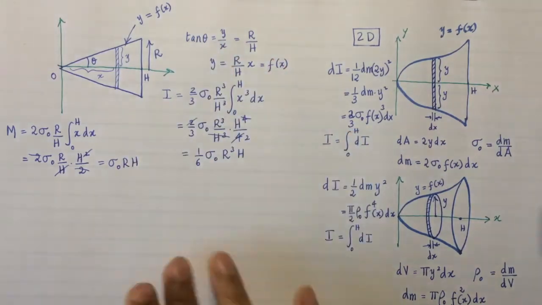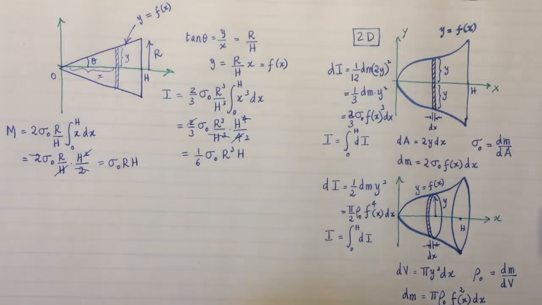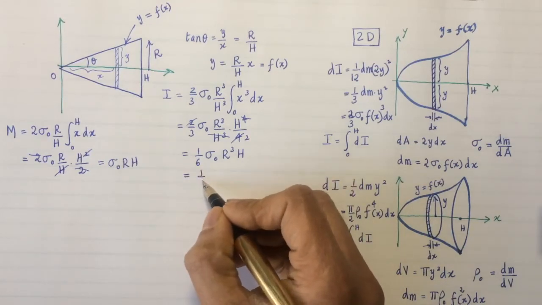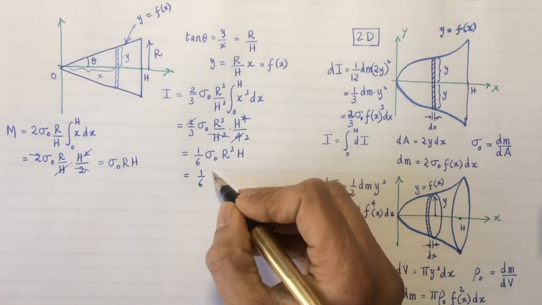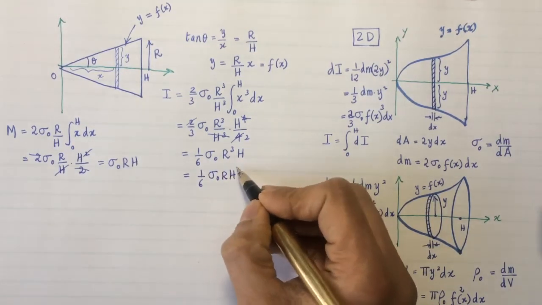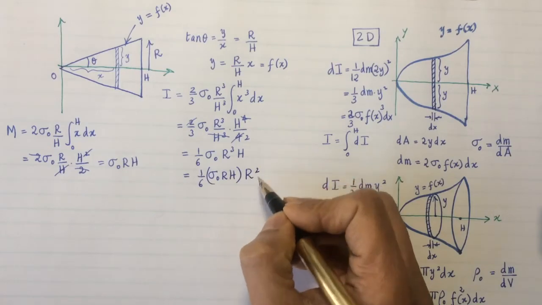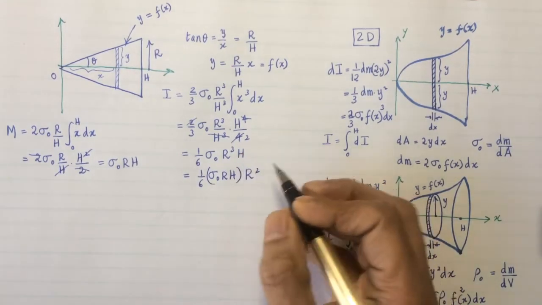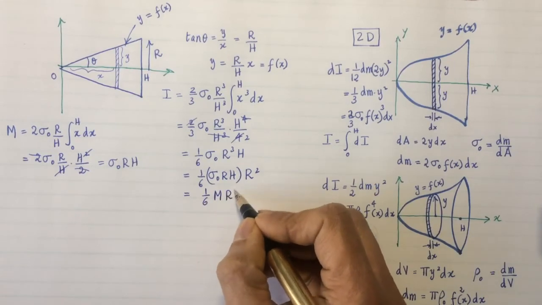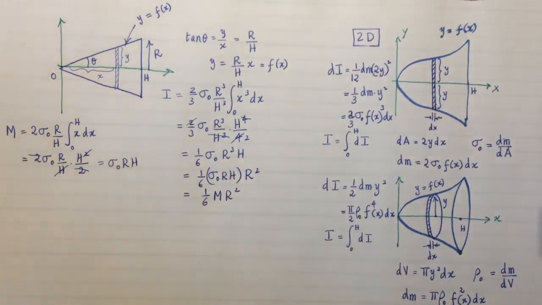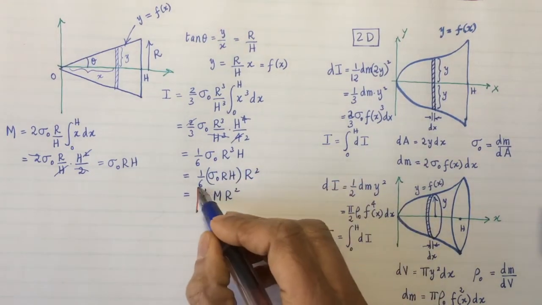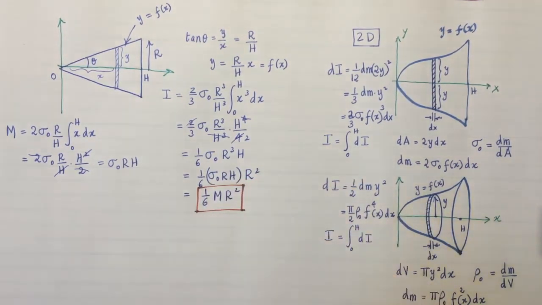So that's the mass. Let me try to express this in terms of the mass. So that gives me 1/6. I can take out sigma naught r times h and multiply the whole thing by r squared. That's the same as what I have above. So that's 1/6 m r squared. That's our answer. It is not a standard result and it's not found in any tables, but now you know what it is.